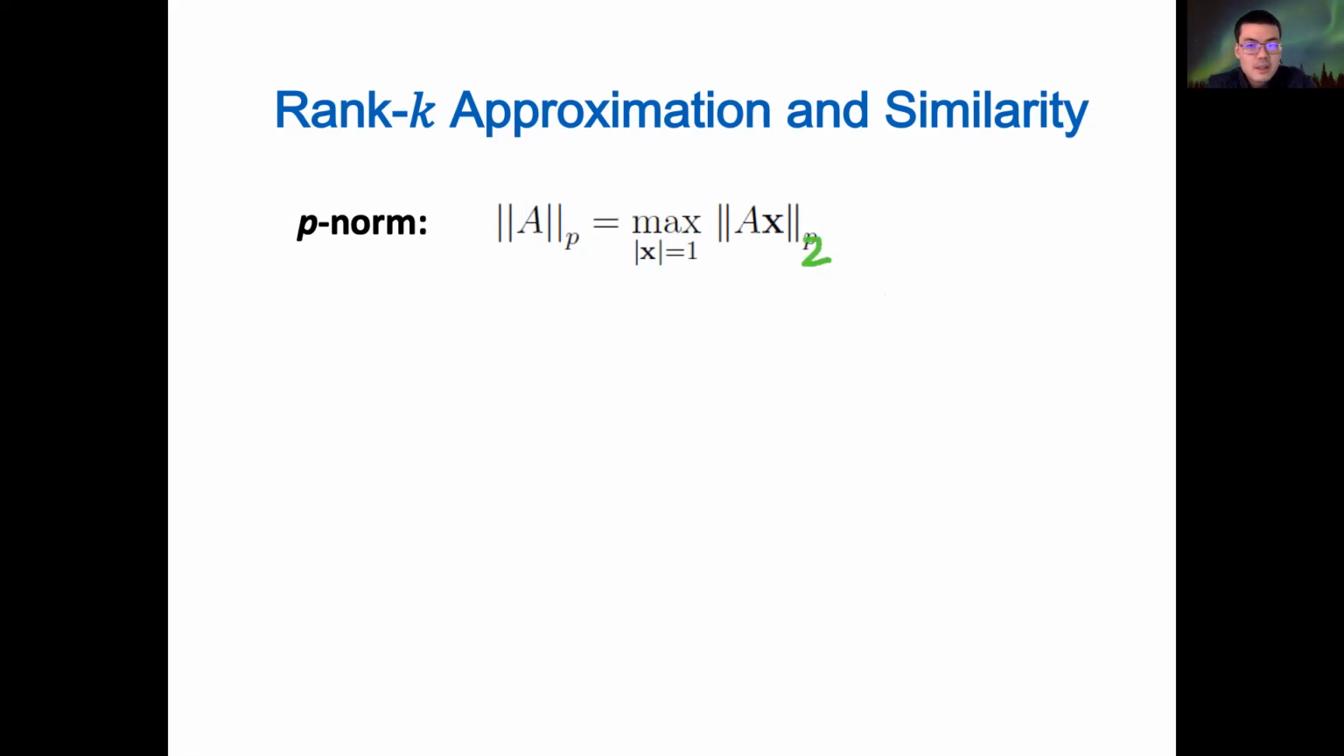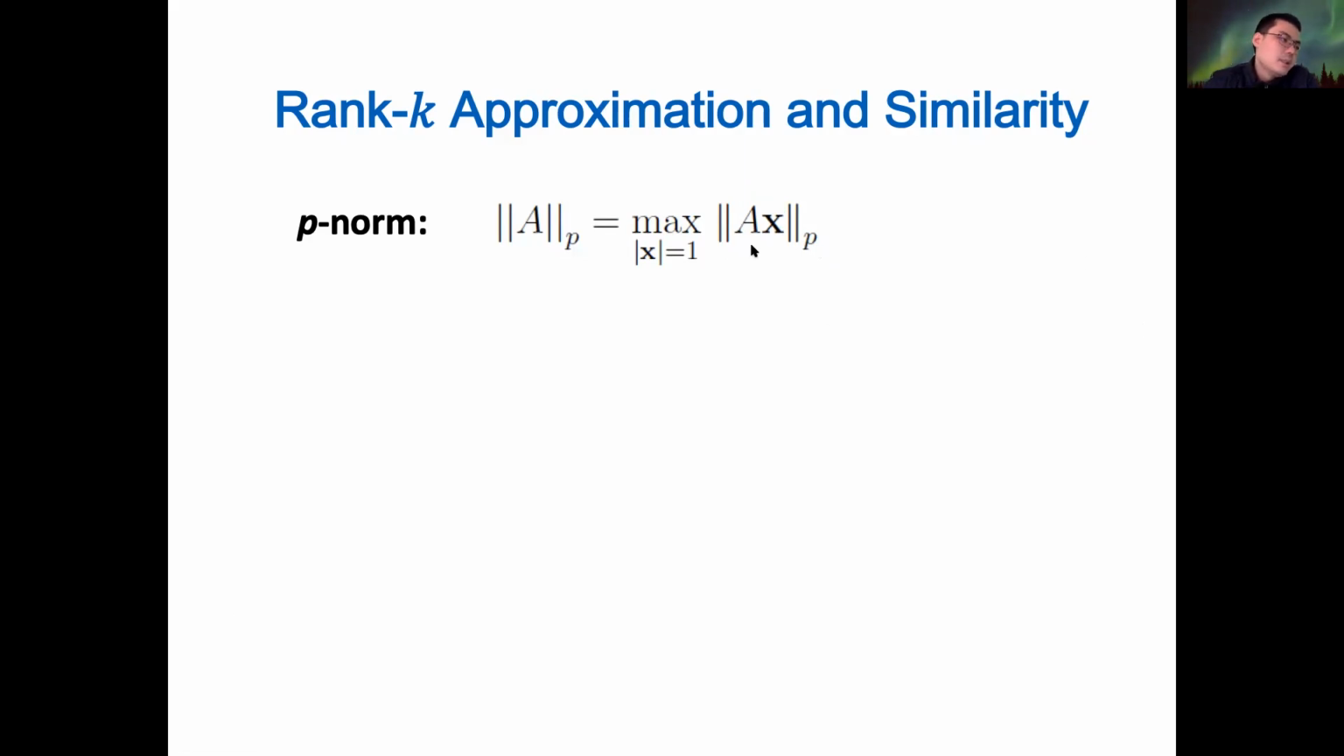But now it's the LP norm, right? By the way, this is a P norm of a matrix. This is the LP norm of a vector, because when your matrix times the column vector, it's a vector. So the P norm is defined based on the vector's LP norm.